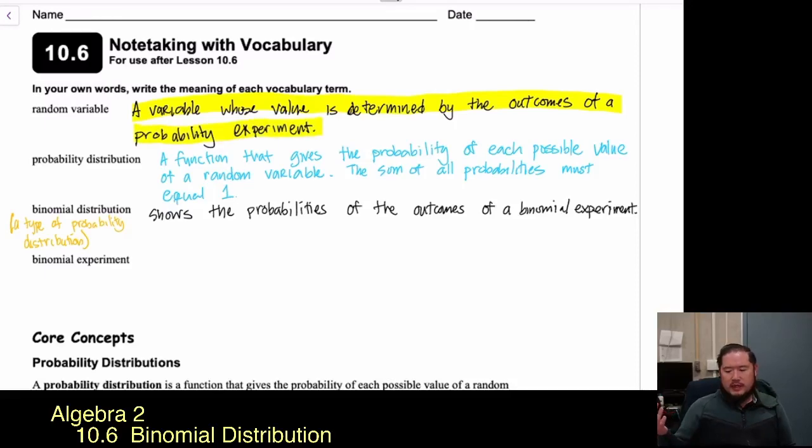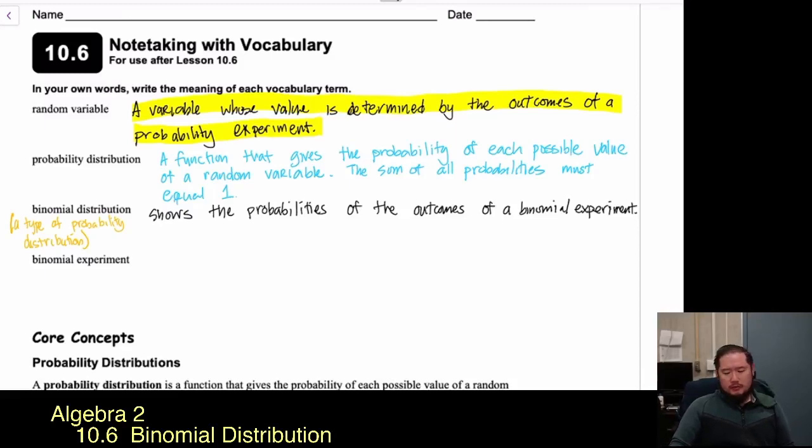So we're going to take a look at some examples. If we're thinking about flipping a coin, the outcome of it being heads or the outcome of it being tails, it's completely random when we think about the probability there.